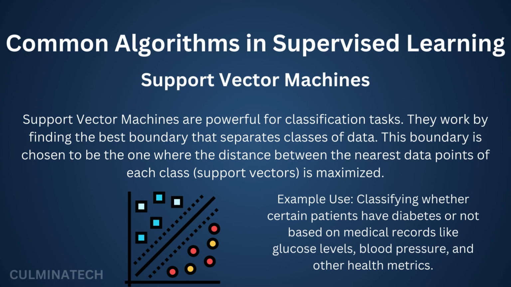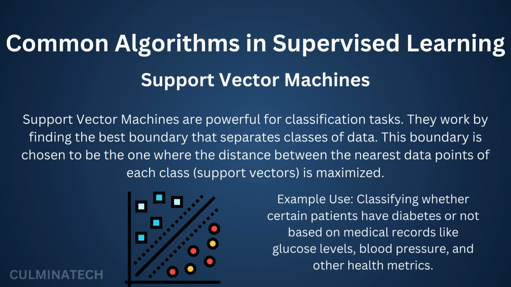So let's look at support vector machines. They are powerful for classification tasks. They work by finding the best boundary that separates classes of data. The boundary is chosen to be the one where the distance between the nearest data points of each class is maximized.